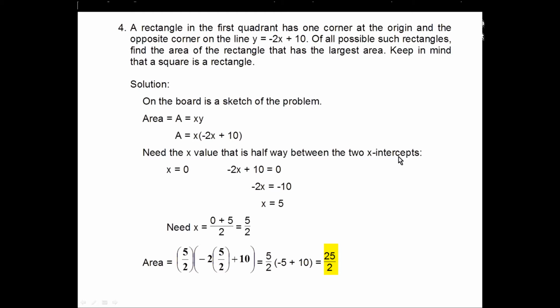Now again, if you saw it on the board, because it says on the board is a sketch of the problem, you'd have your x, y axis. Okay, y equals negative 10. It's going downhill. It has a y-intercept of 10, and it just goes downhill and hits the x-axis at 5.